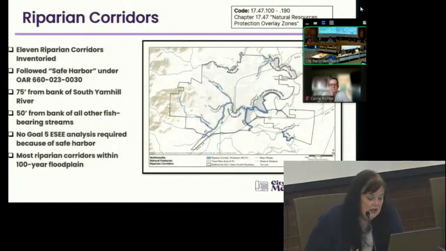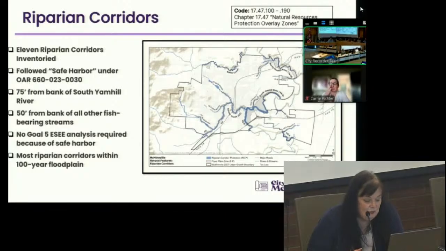So at the time, City Council directed us to use the safe harbor for riparian corridors, and that safe harbor says you're not inventorying your riparian corridors. It's already been inventoried by the Department of Fish and Wildlife. Here's your map that shows you which ones are called riparian corridors in your community. And then based on that, you decide, this is how we're going to protect those under that safe harbor.